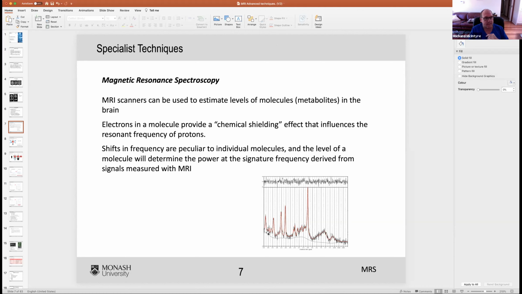So essentially what we see are metabolites within a small region of the brain, okay? If we pick a voxel, we can position that voxel in a lesion within the brain, and we don't care about the rest of the brain. We only care about what's inside that voxel, okay? And then we get a level of different chemicals that are inside that voxel, inside a lesion in the brain.